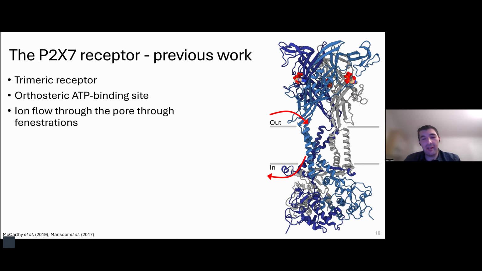And unlike traditional ion channels, where ions flow through a central pore, ions enter the pore in P2X receptors via extracellular fenestrations found just above the membrane. Then ions enter the cell through cytoplasmic fenestrations just below the membrane, seen by the arrows.